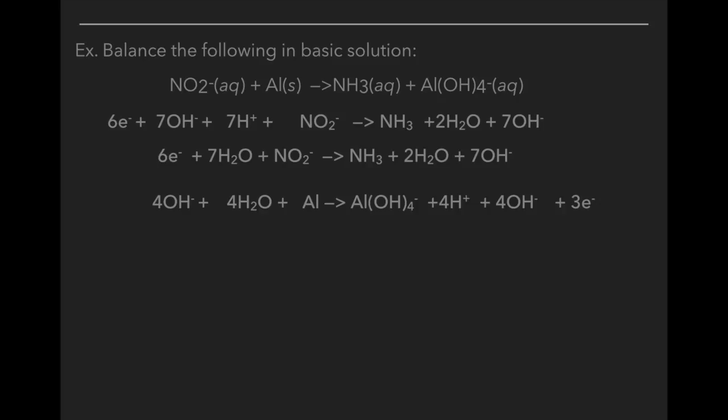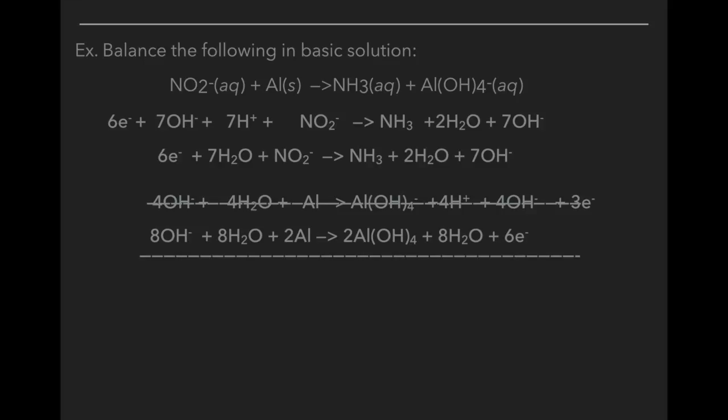Now, in order to have those electrons cancel out, because you have to be able to cancel those electrons out, so electrons gained equals electrons lost, I'm going to multiply the entire thing by 2. So it becomes 8 OHs and 8 waters and 2 aluminums and 2 aluminum hydroxides and 8 waters and then 6 electrons. And so what I can now do is add those 2 half reactions together, and I get my final reaction.